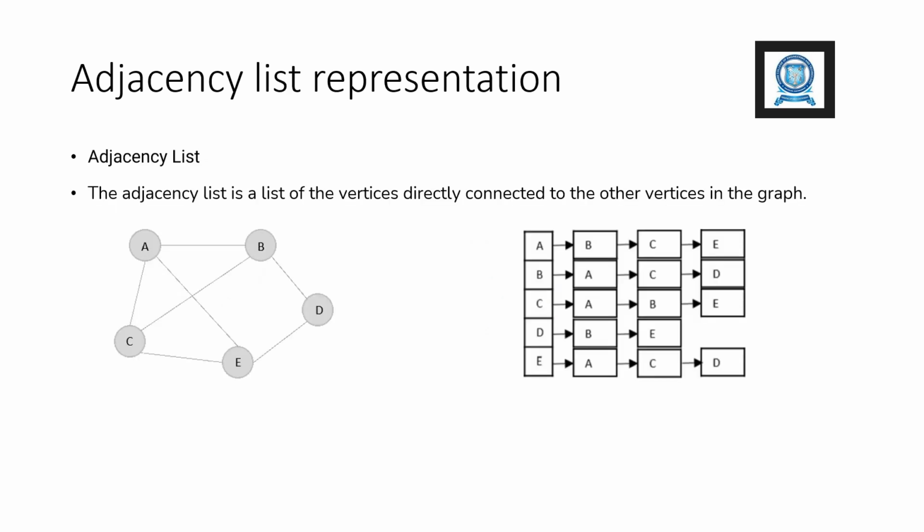Next, adjacency list representation. It is a list of the vertices directly connected to other vertices in the graph. The left side picture is a given graph and the right side shows that A is connected to B, so it is linked. B to C and then C to E. So it is shown as a linked list structure. Likewise, for all the elements, we can draw the linked list.